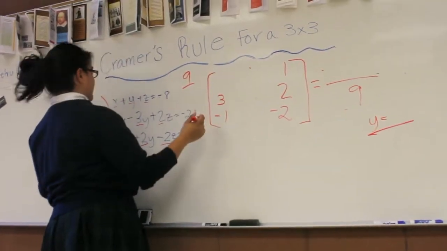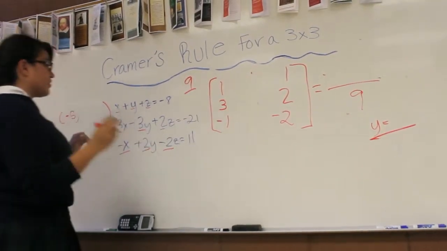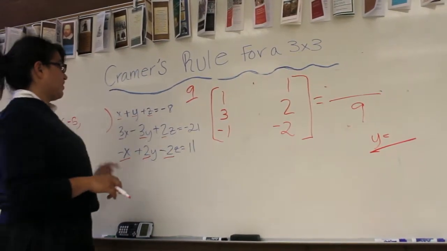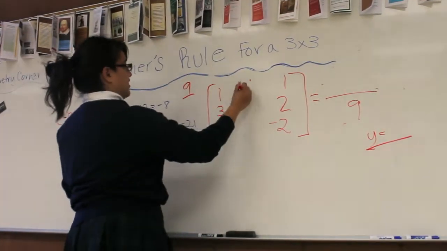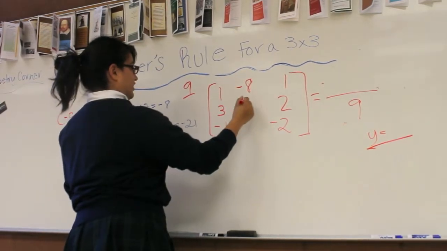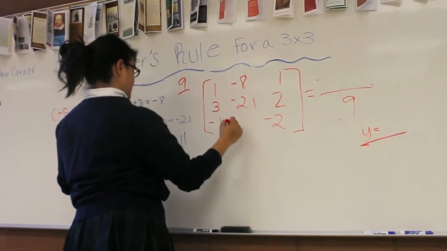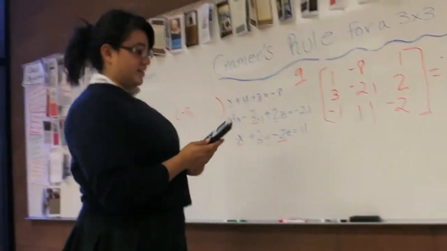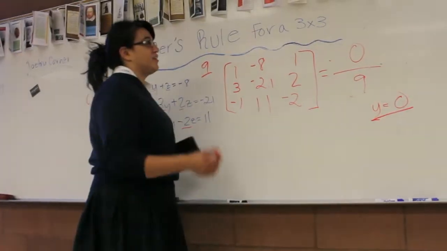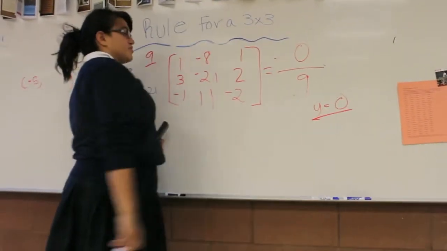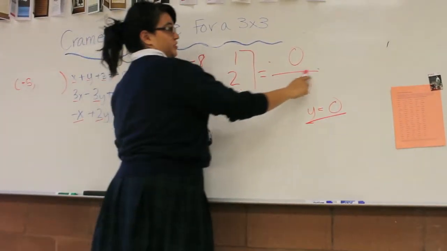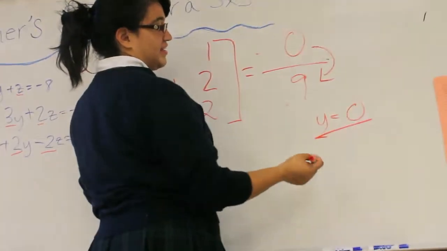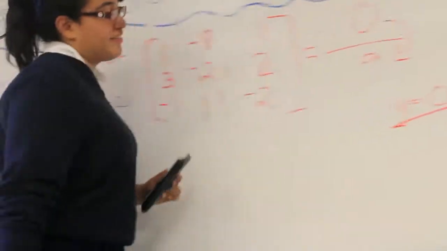I put my numbers back in for x, which is 1, 3, and -1. And now since I'm solving for y, I'm going to plug in my answers in the y column. So it'll be -8, -21, and 11. I'll use my calculator again to find the determinant. Again, I found out the determinant was 0. So I will again divide it by my original determinant, which was 9. 0 divided by 9 is 0, so our y is 0.